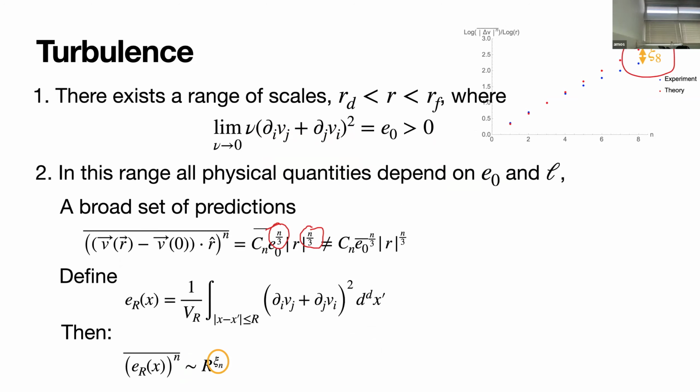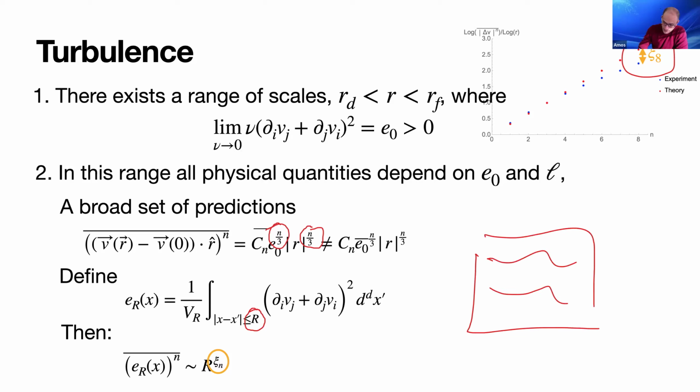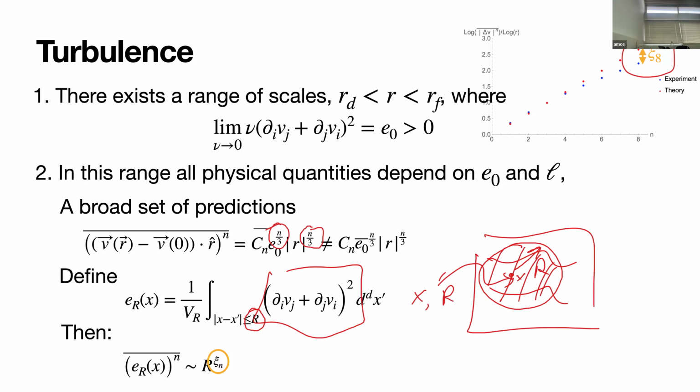What is the relation between capital R and small r? Well, maybe I should have used small r. I didn't know what would be more confusing. Capital R is the R that appears here. So what you're doing is you have some fluid, and then you're choosing some X, and then you're looking at a sphere of radius R around that X, and you're averaging this quantity in that sphere. So this is going to depend on X and on the radius that you averaged.